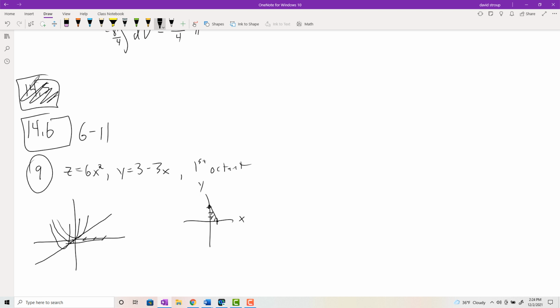I'm trying to do my best to draw it, but I sort of lost my perspective. I think it will be like this, right? Something like that, and then you're finding the volume underneath it.